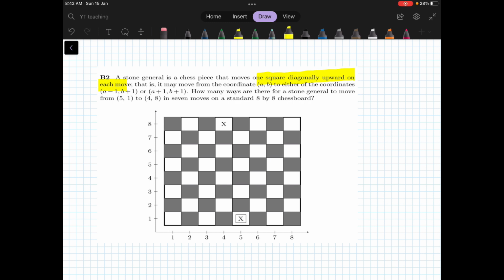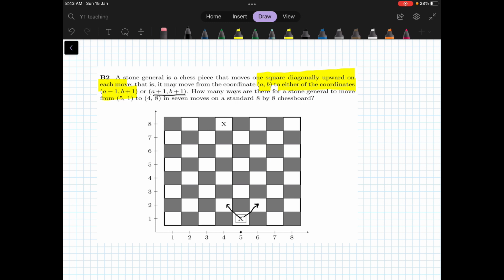That is, it may move from coordinate a, b to either coordinates a minus 1, b plus 1. So that's like this. This is the coordinate. If this is at the coordinate a comma b, then it can go to a minus 1, b plus 1 like this here, or it can go to a plus 1, b plus 1. It can go to here. So it can just move upside, not backwards.